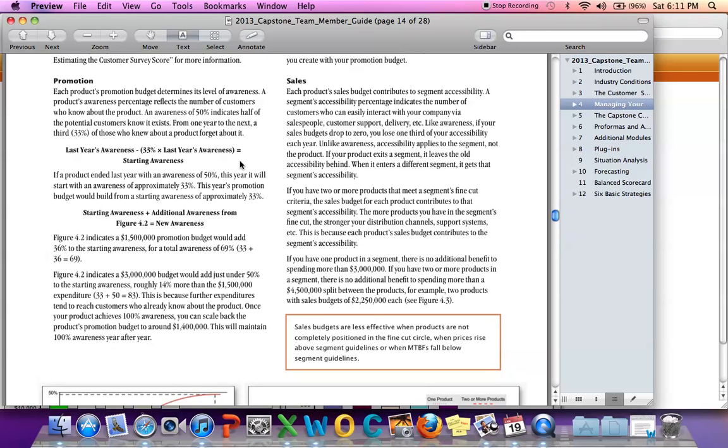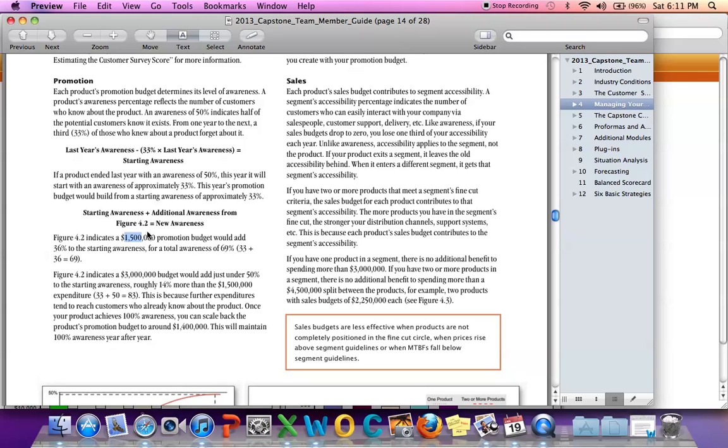So what that translates into is that you're going to lose a third of your awareness every year, and you're going to have to make up for it by investing at least $1,500. Okay, and when I say 1,500, that's in thousands, so it's going to be $1.5 million. Just keep that in mind.